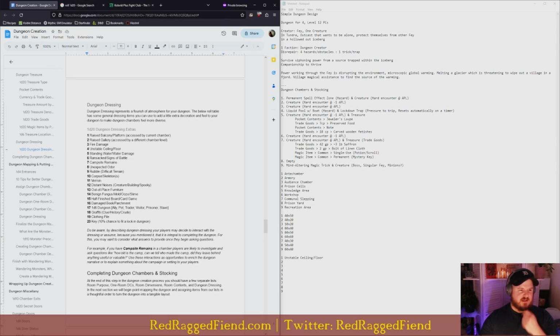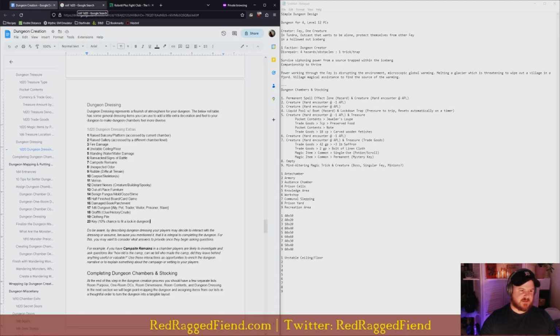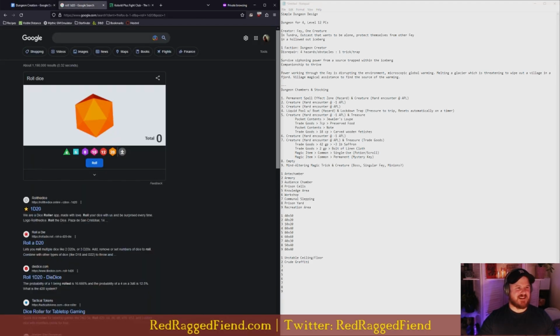18, graffiti. Let's roll a d3. 1, 2, 3, 4, 5, 6, right? 6. Okay, roll 6. Oh, so we have some crude graffiti. Interesting. We'll have to figure out whether that's made by our Fae or if that's somebody else who wandered into this dungeon previously.